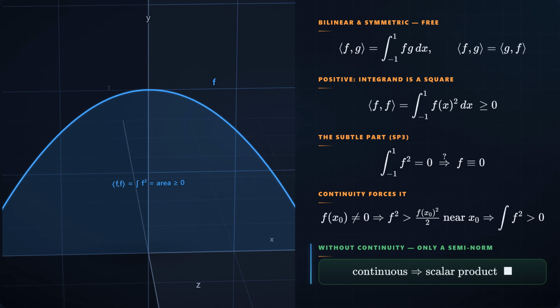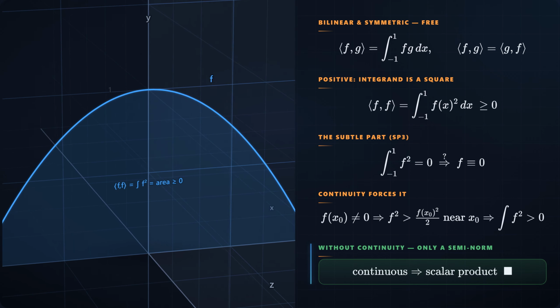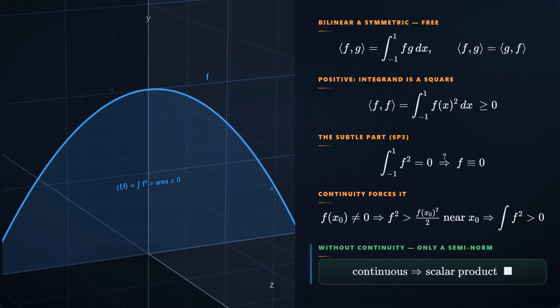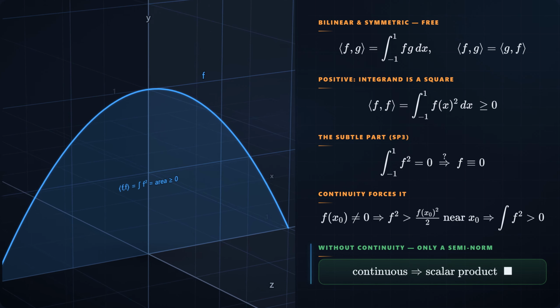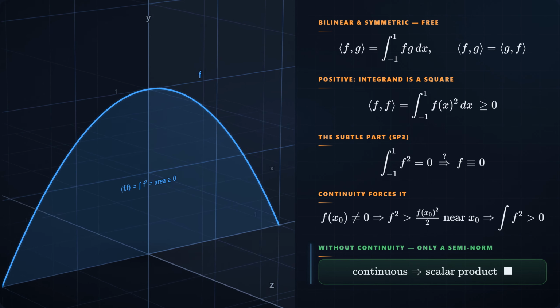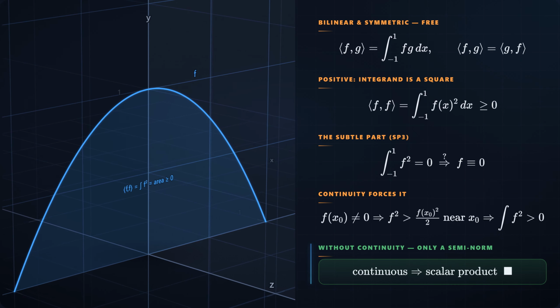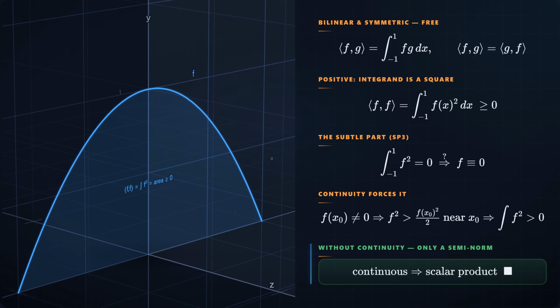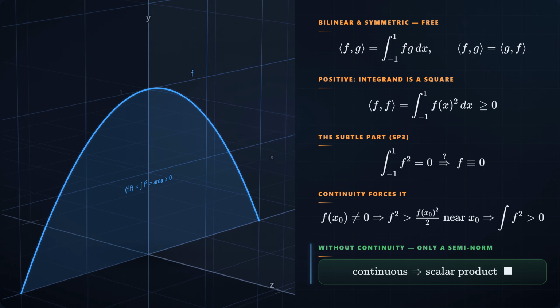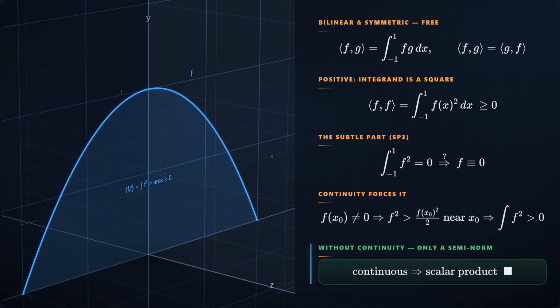So for continuous functions, the integral vanishes only for the 0 function, and it's a genuine scalar product. Drop continuity, allow a function that's non-zero at a single point, and the integral is still 0 there, so it's only a semi-norm. Continuity is the exact hypothesis that rescues positive definiteness.